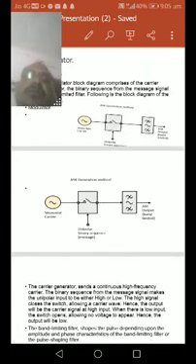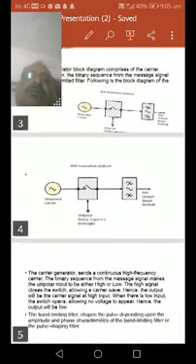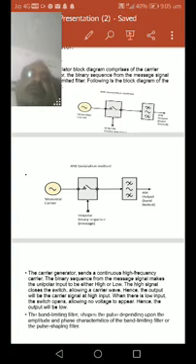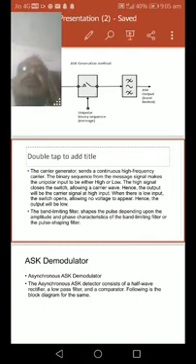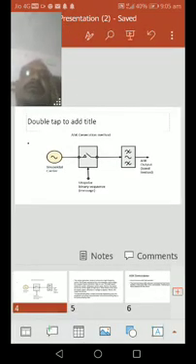Unipolar means only unidirectional. There are only positive pulses, no negative pulses or negative voltages. According to the positive voltages, the carrier signal will be passed, and after that the modulated signal is given to the ASK generated output, shifted on and off. This is the basic block diagram for the generation of the ASK method.